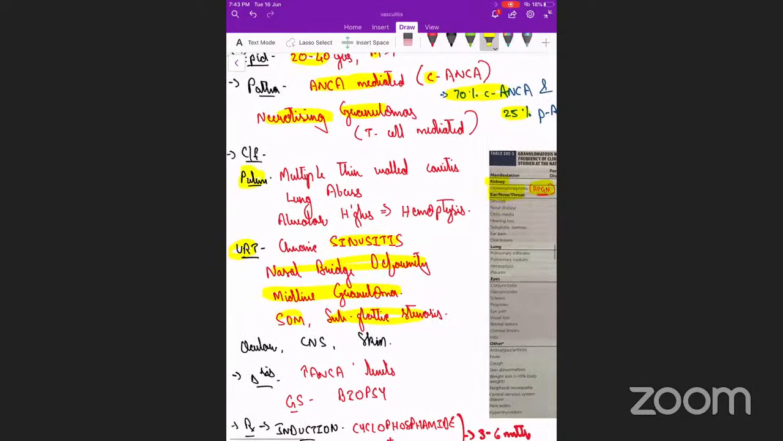Then comes pulmonary findings. What all we'll get? As we saw in the previous image, there are multiple thin walled cavities. Once that cavity is formed, bacteria can get lodged over there, so this will lead to lung abscesses. And when the cavity is being formed, due to erosion of the cavities, there will be erosion of the blood vessels as well. That causes alveolar hemorrhages, which will lead to hemoptysis.